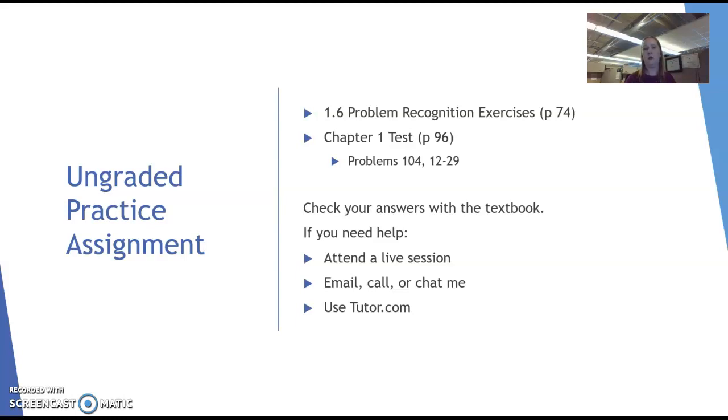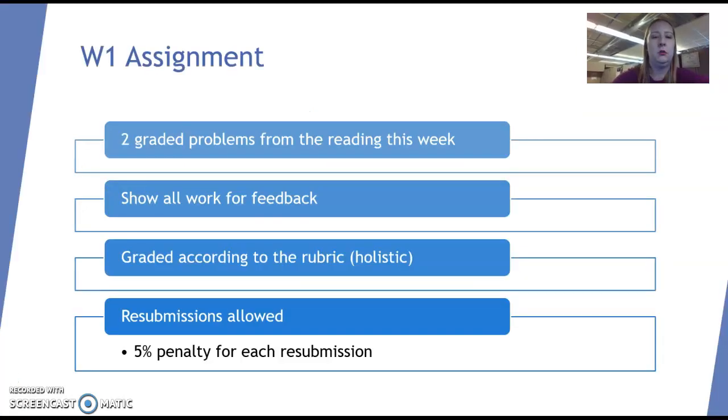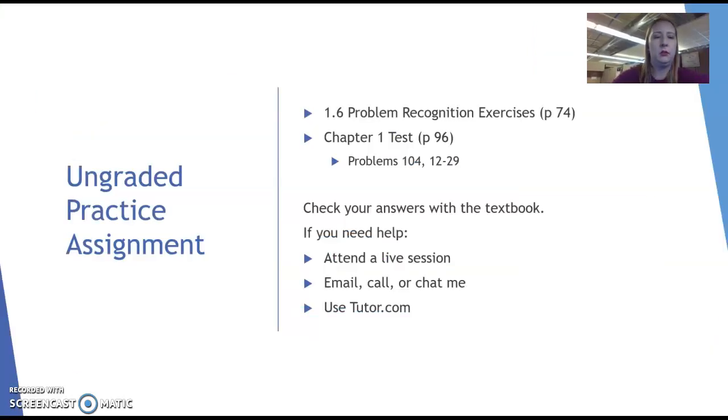So you do the problem recognition exercises on page 74, and I also show in the book how to go to page numbers. And then the chapter 1 test, which is on page 96, but not all the problems. I think that's supposed to say 1 to 4, not 104. That's supposed to be, oops, let me get my stylus working. That's supposed to say 1 through 4. And so all the answers to those should be in the back of the book.